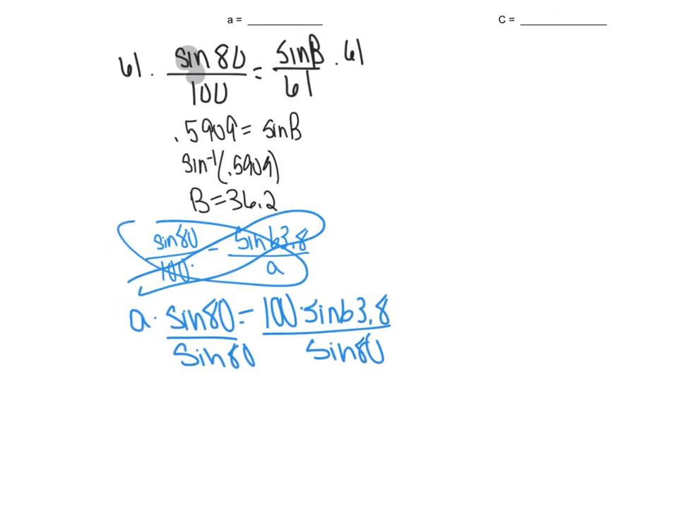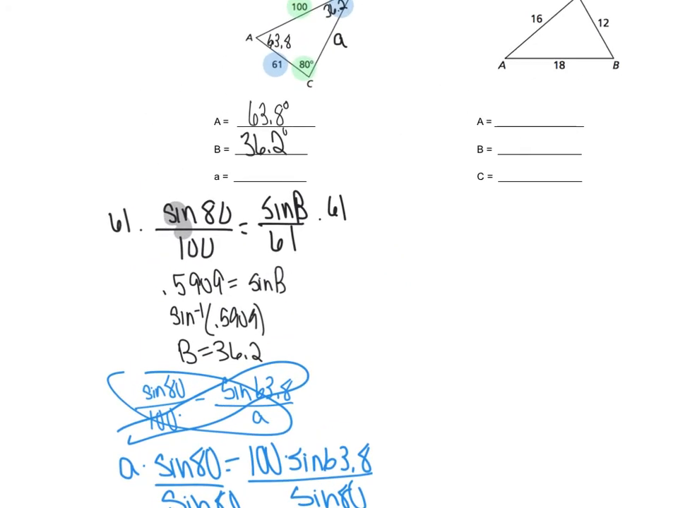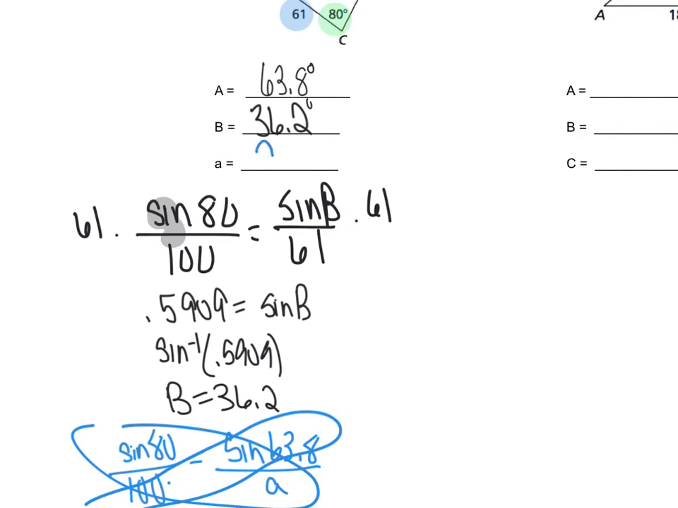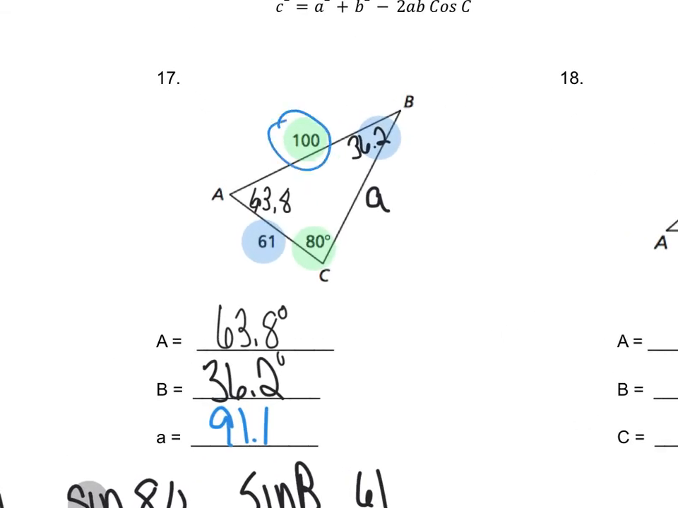And just be careful when you're putting this into your calculator. And you should get that A is approximately 91.1. And you should always go and make sure that, I kind of in my head, I thought, gosh, 91, that seems like a very long side. Is that messing up with an angle or something? But if you look at the lengths of the sides, this side is 100, this side is 61. So it seems fairly logical that that side could be 91.1.